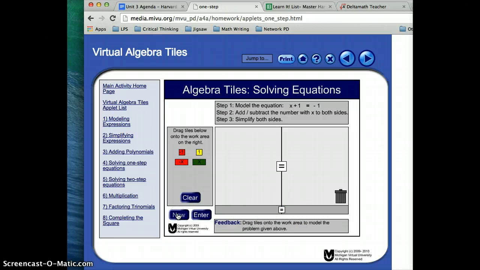So remember today, you need to complete 20 of these problems on your own, and then you can move on to the next skill. Good luck.